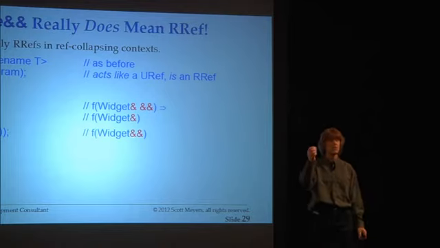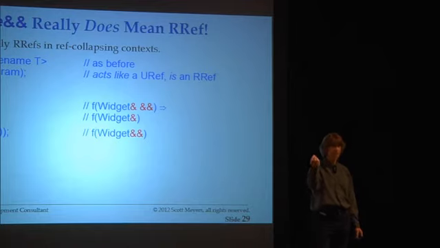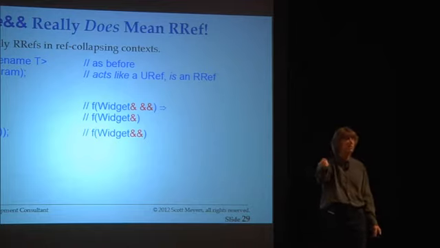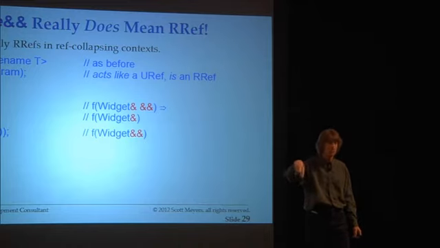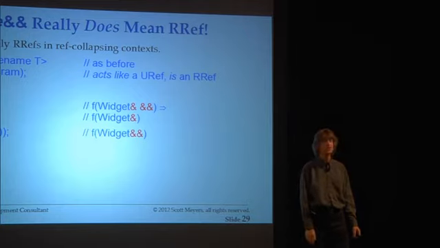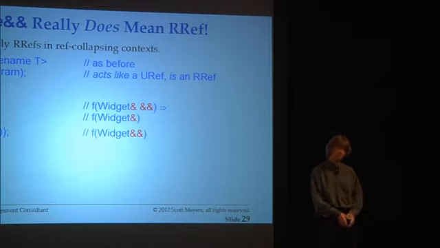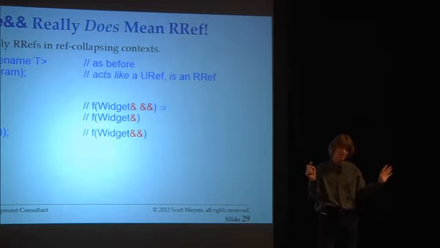Perfect forwarding means that if you have a universal reference and you wish to forward it to some other function as either an lvalue if it was originally an lvalue or an rvalue if it was originally an rvalue, std::forward will let you do it. That's what perfect forwarding is. So perfect forwarding is a way to recover whether it was originally an rvalue, because all parameters are lvalues. That's perfect forwarding. And the rules in the standard are very carefully crafted to solve those two problems and nothing else.